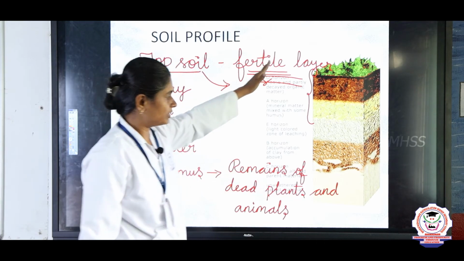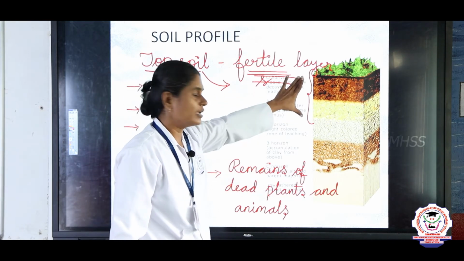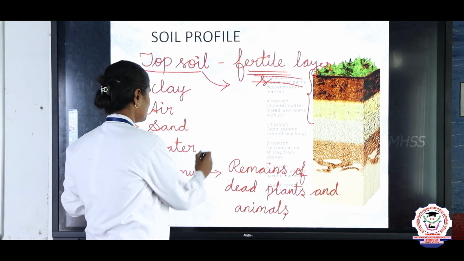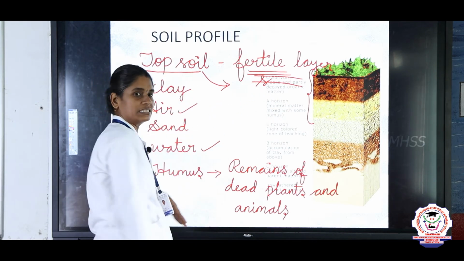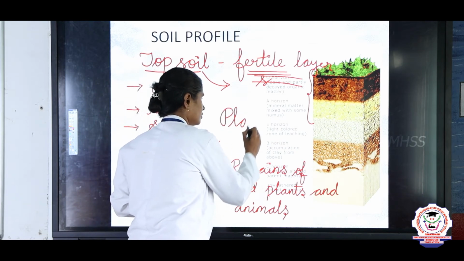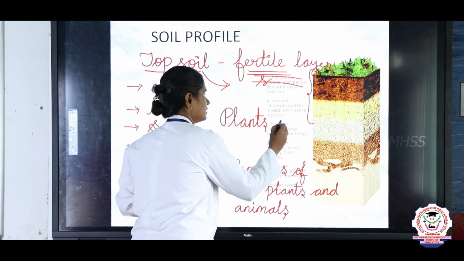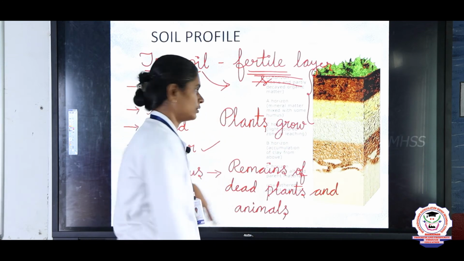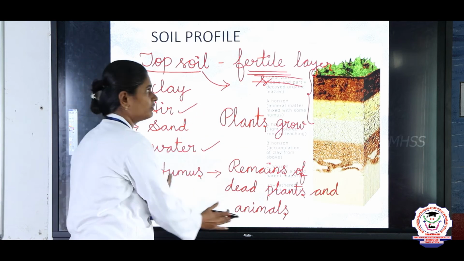When we compare with the other layers, the topsoil is the fertile layer, and here humus is present, water is present, air is present. So, we can see plants grow in this soil. So, this is about your topsoil, right. Are you clear with the topsoil?